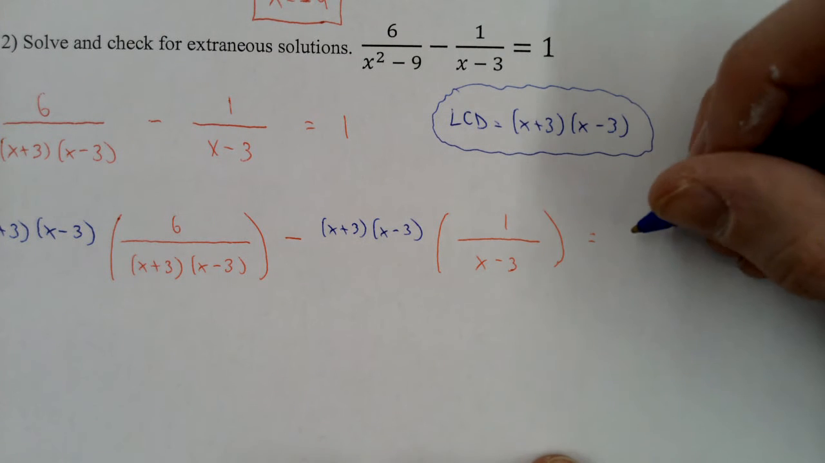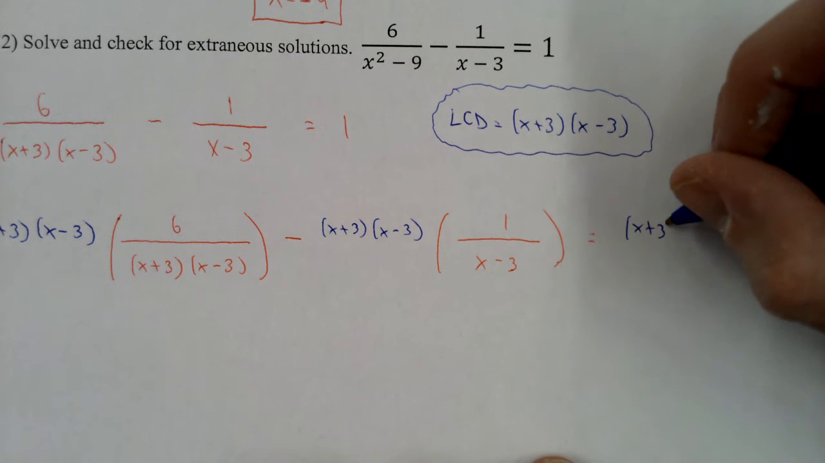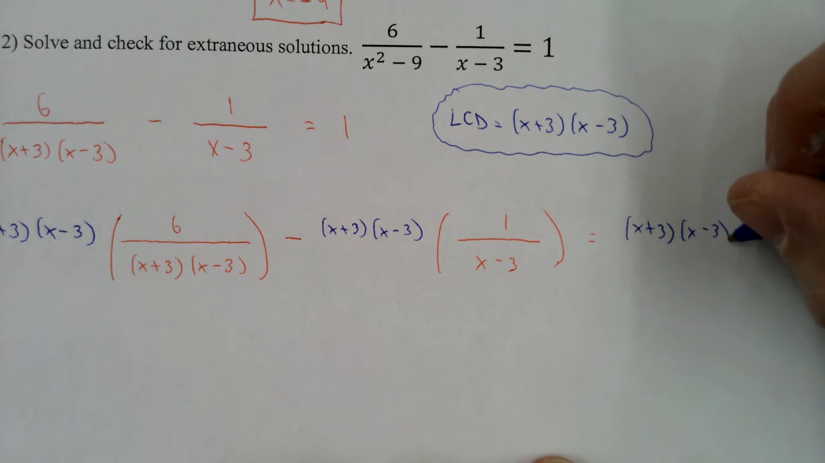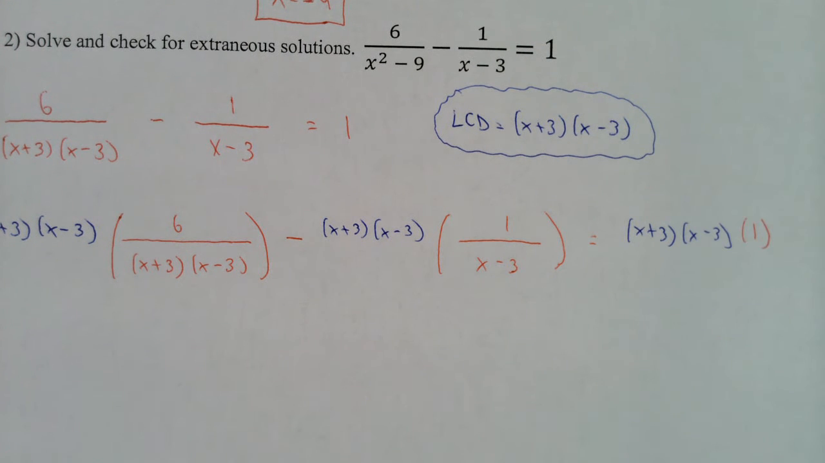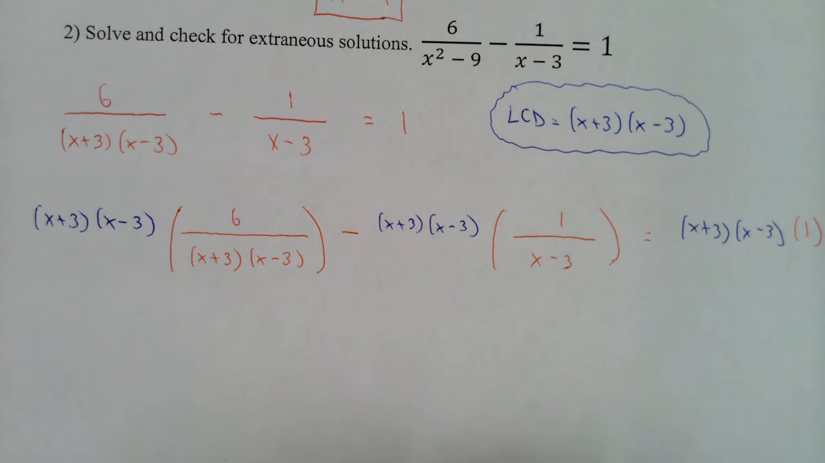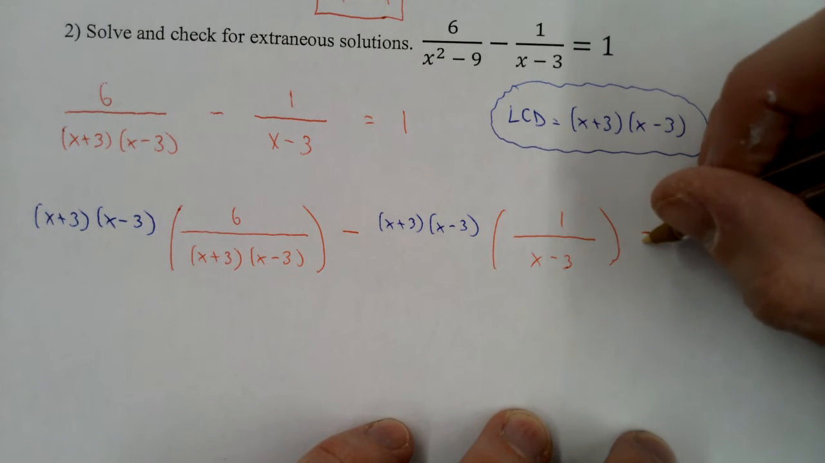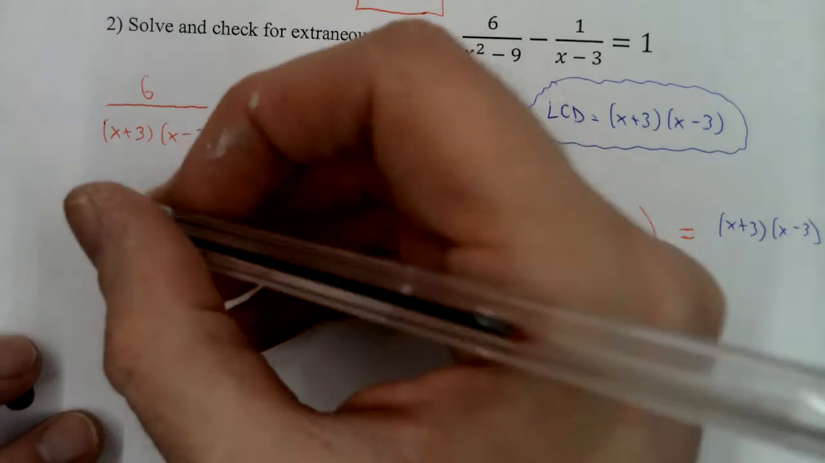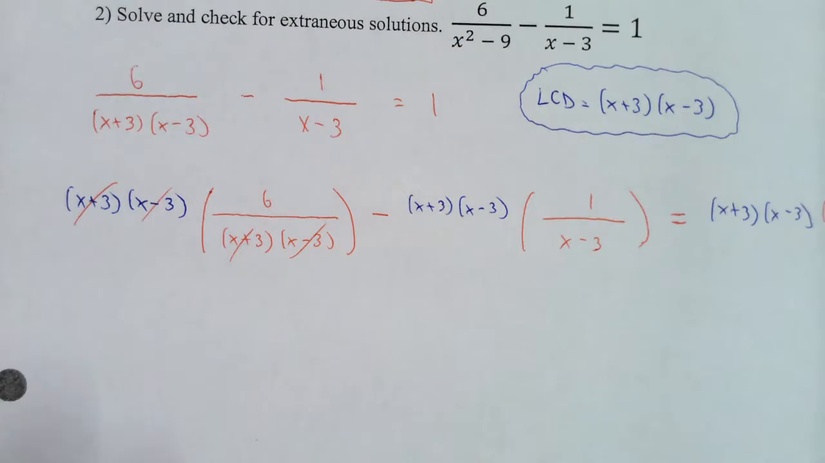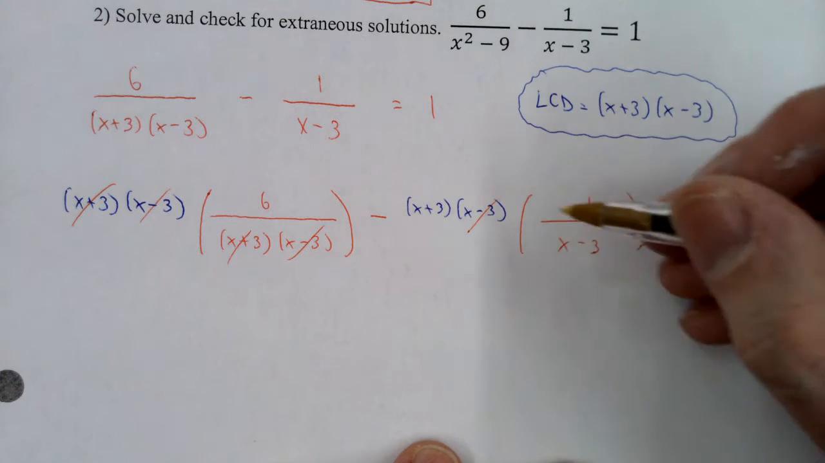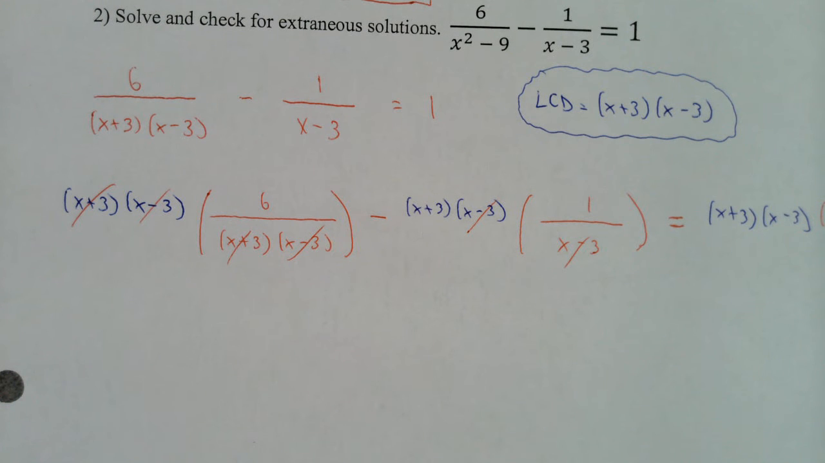Equals the LCD times the last term, which is just 1, so you can kind of ignore that. And let's cross out whatever divides out. Okay, so these cancel out or divide out. These divide out. These divide out. And let's see what we got left over.